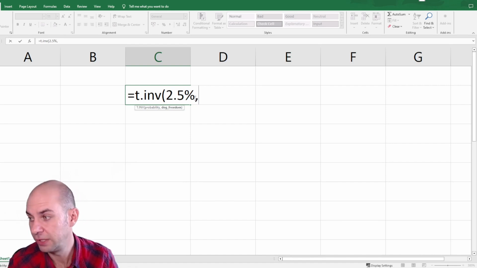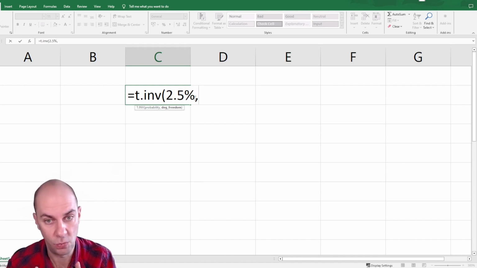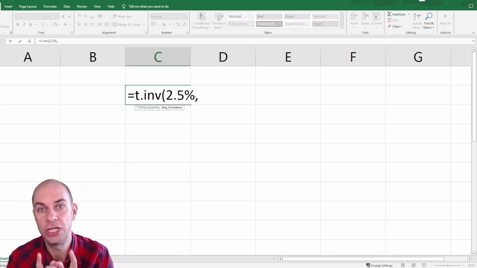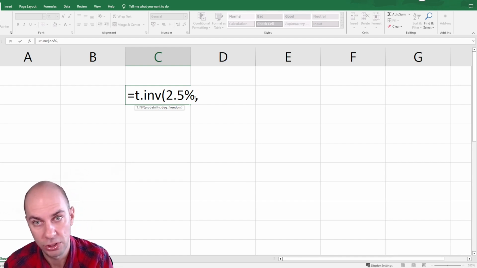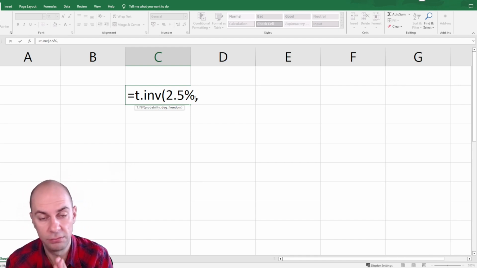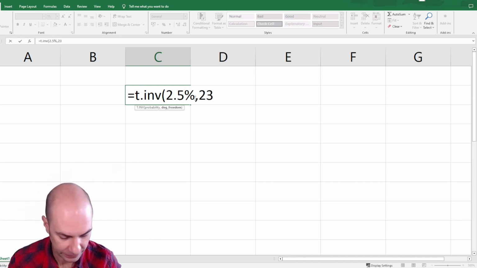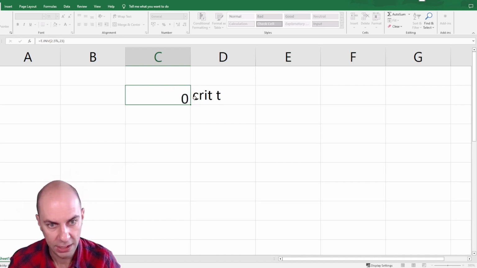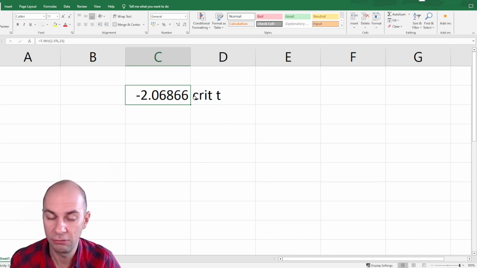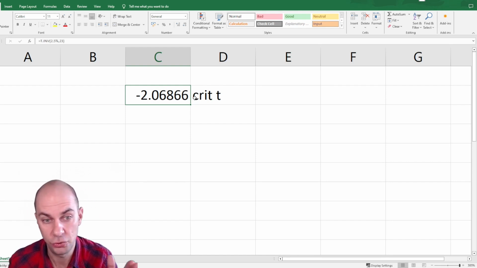And the degrees of freedom for this test are going to be n-1. Very, very important when we're doing this t-test: the degrees of freedom are n-1. Our sample size was 24, so we lose 1 degree of freedom, and our degrees of freedom are going to be 23 here. If I close the bracket, I can see that my critical value to the left is minus 2.07.